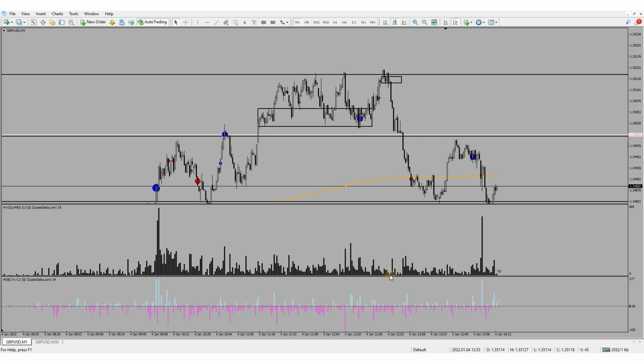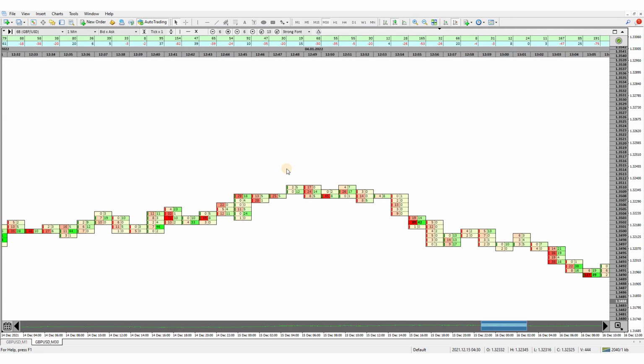Yes, very small volume, and still the negative delta was all the time on top. Take a look at the M1 footprint chart.